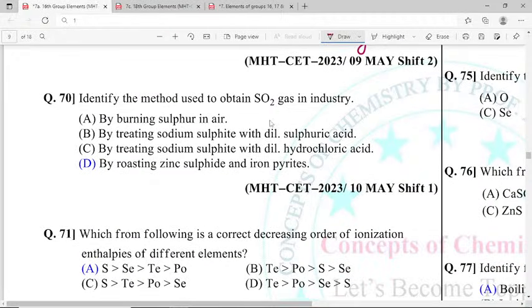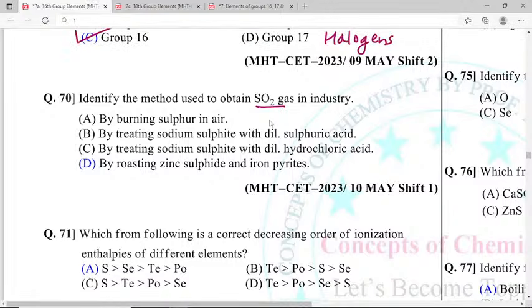Identify the method used to obtain SO2 gas in industry. SO2 gas is obtained by the roasting of zinc sulfide and iron pyrite. ZnS plus O2 gives zinc oxide plus SO2. How to balance? This is twice, again this is twice, and this is twice.